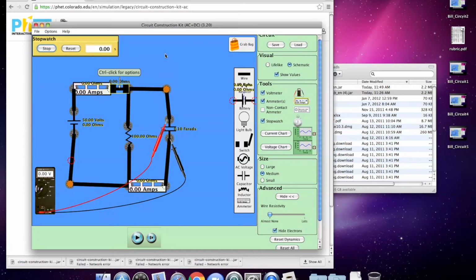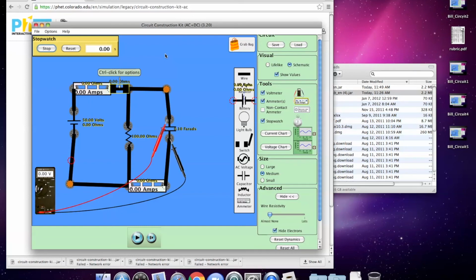I have the switch down, so the circuit is complete. But now I have the resistor and capacitor hooked in parallel. Now the RC characteristics only work for the series connection of the resistor and capacitor. So this is a little bit different of a setup. Again, I have a 100 ohm resistor. I have a 0.1 farad capacitor.